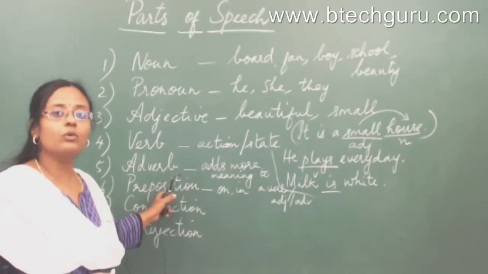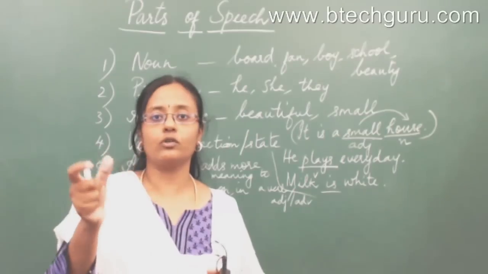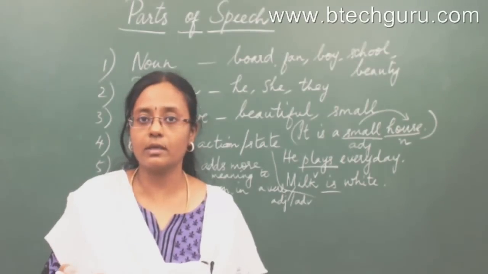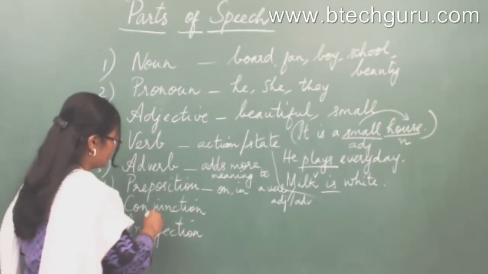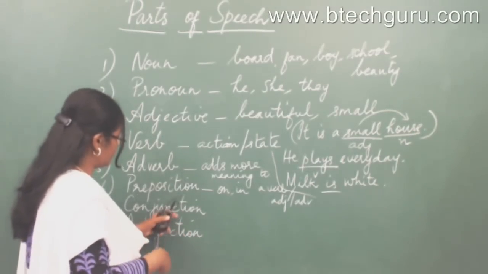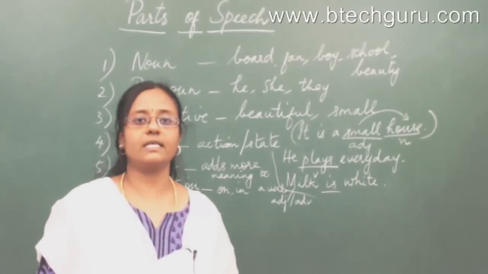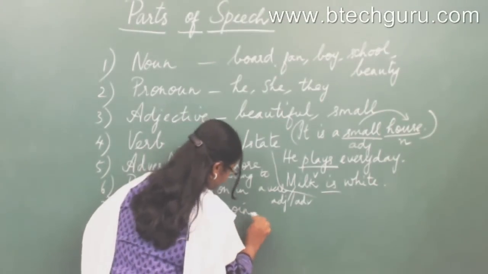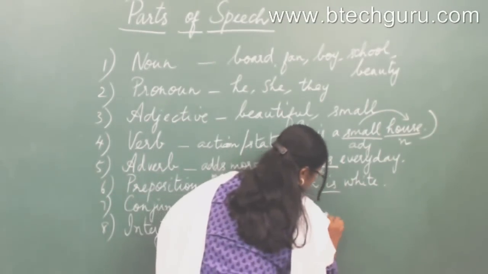And not only single words are prepositions, sometimes there are also groups of words, 2 or 3 words together doing the work of a preposition. That is called a prepositional phrase. A phrase is a group of words. Conjunction is the next one. It joins words or sentences. Junction means join. Joins either words or sentences.